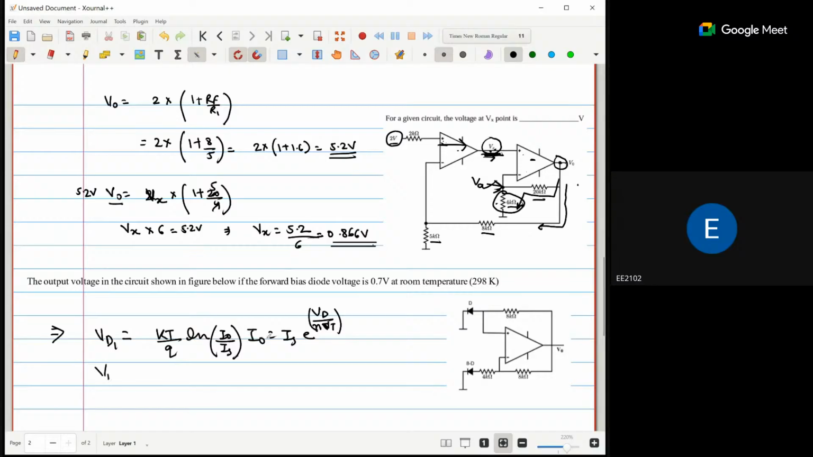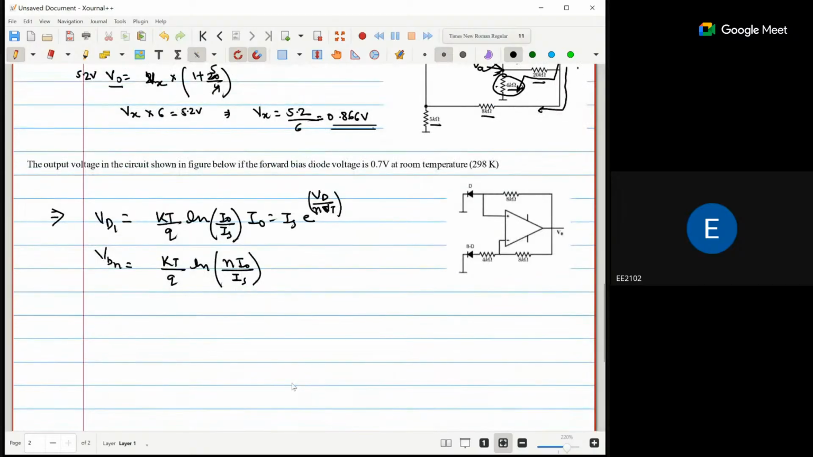Similarly, if I say VDN, this is the combination of N diodes, so we use KT by Q ln of N I naught upon IS. So VD1 minus VDN, we are using the formula KT by Q ln of N. Okay, now they are asking the voltage in the circuit shown in the figure below if the forward bias voltage is given. So they are giving the VD1.